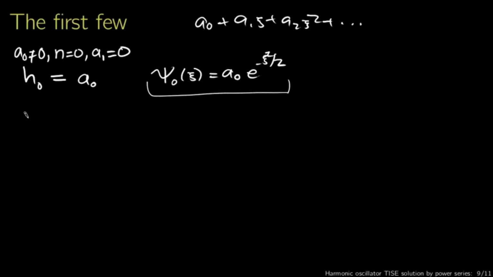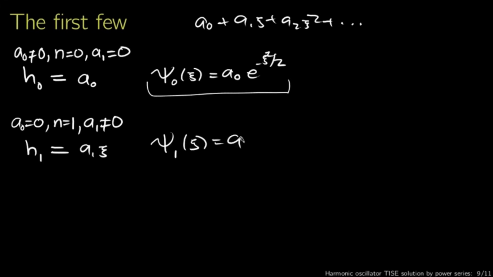If I want to know what the second solution is, this one is going to terminate at A1. So I'm going to have A0 equal to 0 because I don't want any even powers in my solution. I'm going to have to use n equals 1 for my highest power, and I'm going to have A1 not equal to 0 or I won't have a solution at all. H1 then is just going to be A1 xi, and that gives me a wave function psi1 of xi is A1 xi e to the minus xi squared over 2. That's my first excited state, the second energy level in the quantum harmonic oscillator.